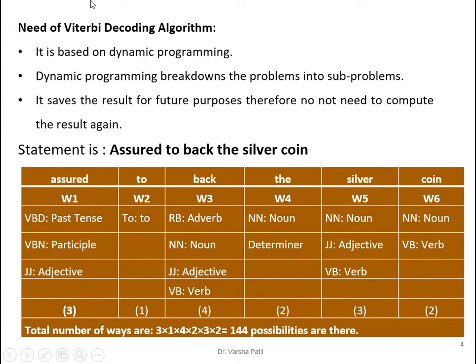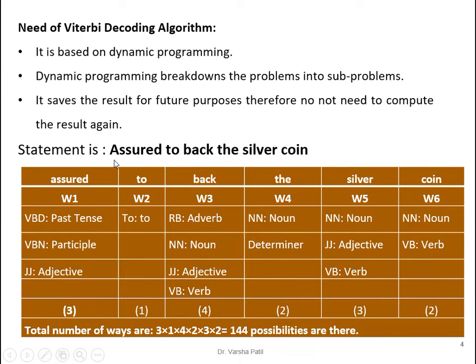Now when we are solving the HMM problem, we use the Viterbi decoding algorithm. The Viterbi decoding algorithm is based on the concept of dynamic programming. In dynamic programming, we always break down a large problem into small sub-problems. We calculate the solution for those small sub-problems, store that solution, and use it in the next step. It saves the result for future purposes, therefore there is no need to compute the result again. In the next example, I will explain why we are going for the Viterbi decoding algorithm.